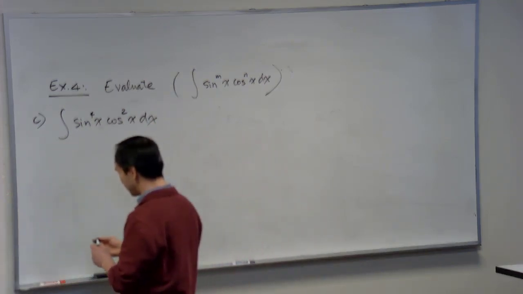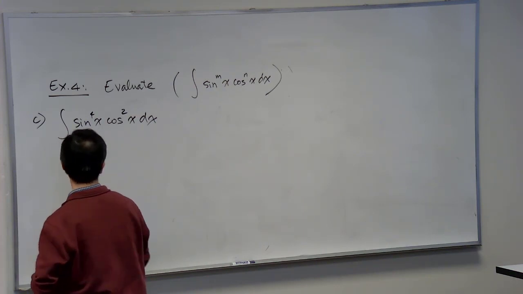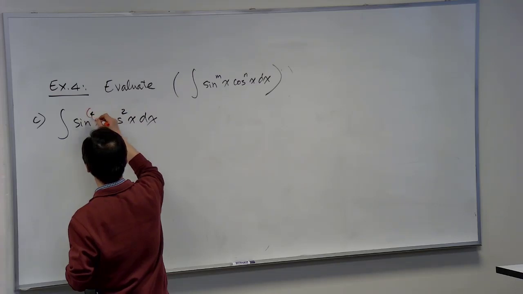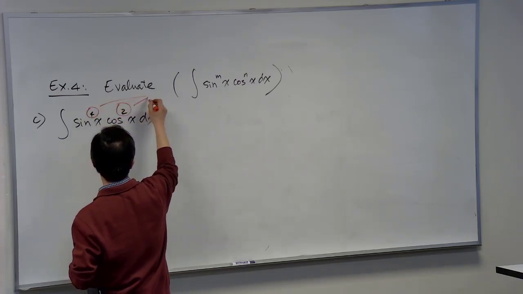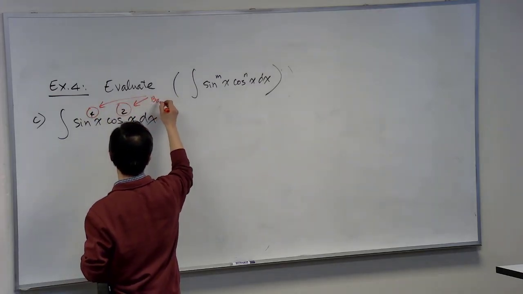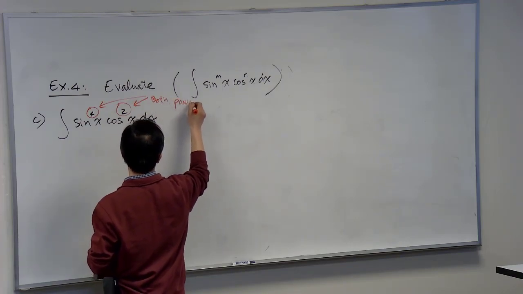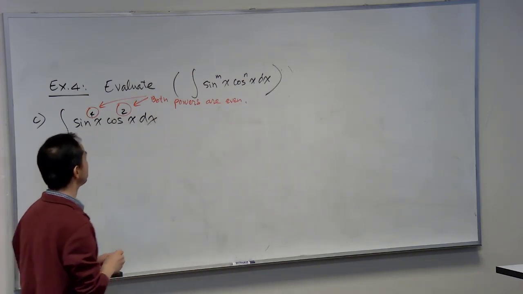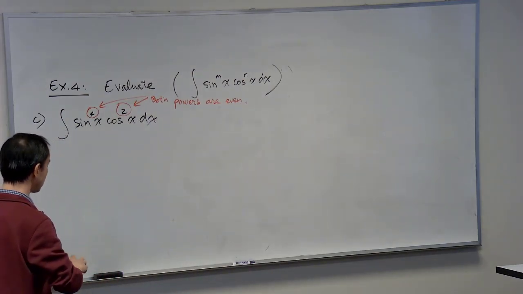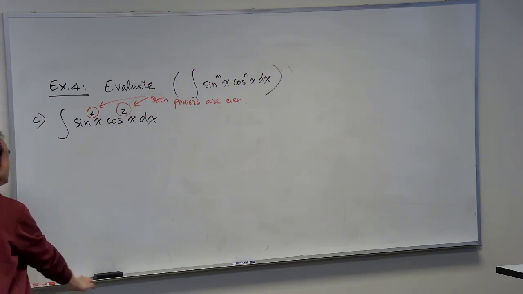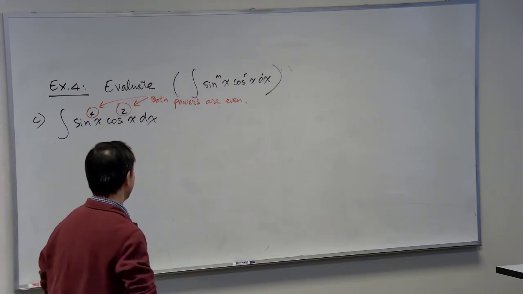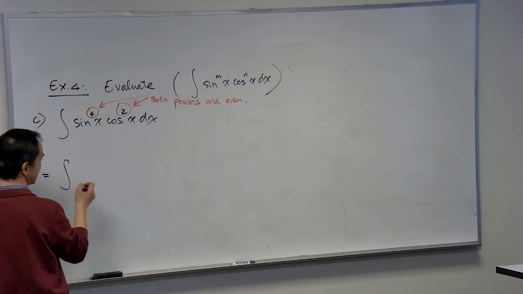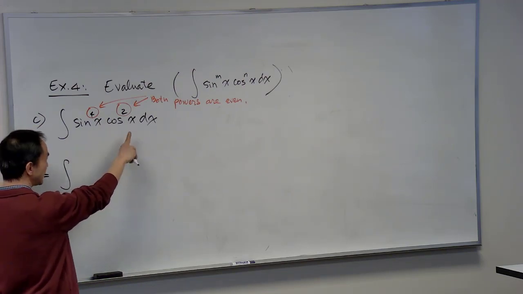That's the generality of this problem right here. It's two separate powers, the powers of the sine and the cosine, and both powers are even. That's our case. Both powers are even. When that happens, it's easier. I'm just saying it's easier to choose.